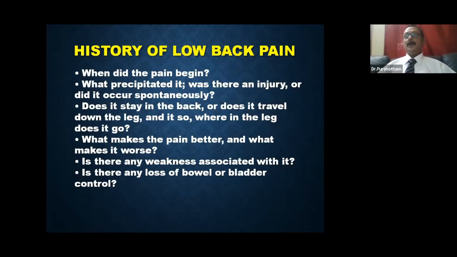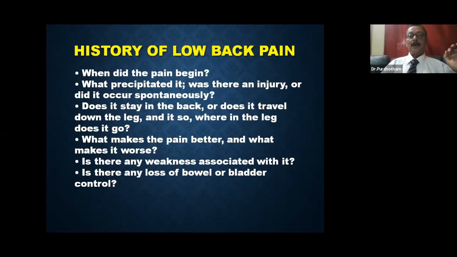For example, we all know that forward bending is dangerous, but in conditions like spinal canal stenosis, forward bending relaxes, releases, and the patient gets some relief of pain. We call it the shopping cart sign. When the patient bends forward to push the cart, he gets some relief. Bending forward, walking downhill or something like that. And is there any weakness associated with this? Very important, because we cannot wait when there is weakness, and especially if the weakness is progressing.